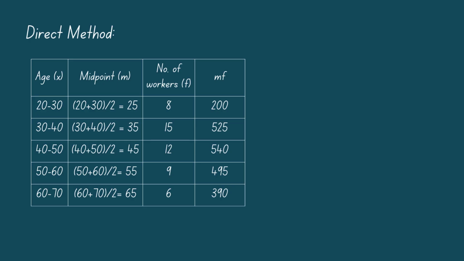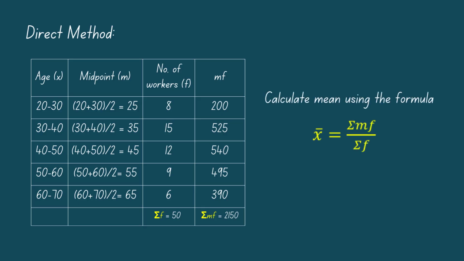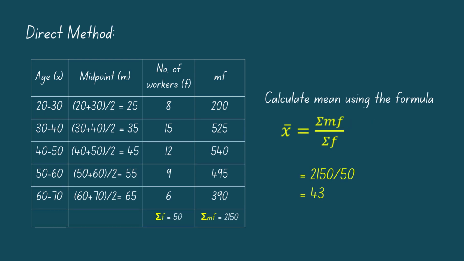Next, we have to find the sigma values. So, sigma F is 50 and sigma MF is 2150. Now, mean, we know the formula x bar is equal to sigma MF divided by sigma F, which is 2150 divided by 50, which is 43. This is the answer we get when we use direct method.